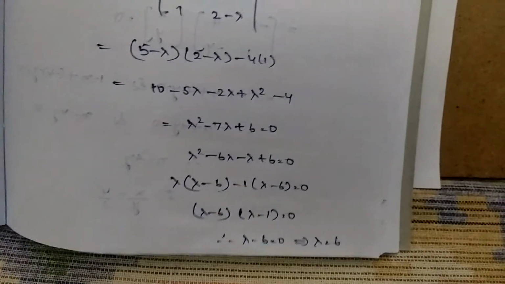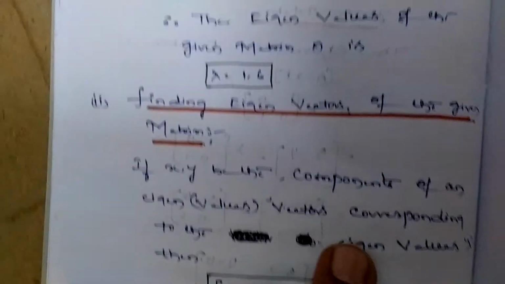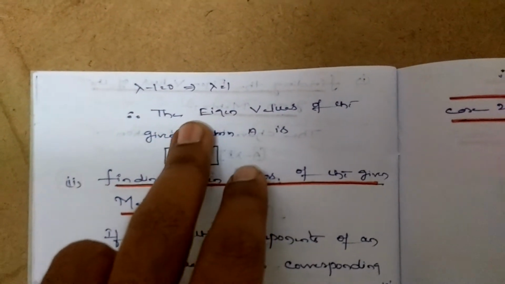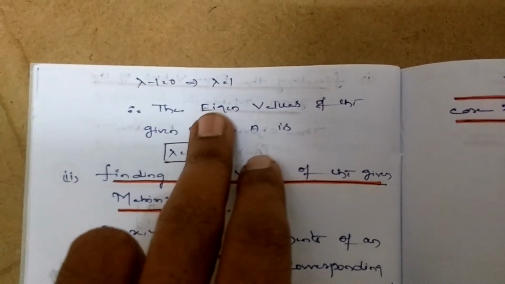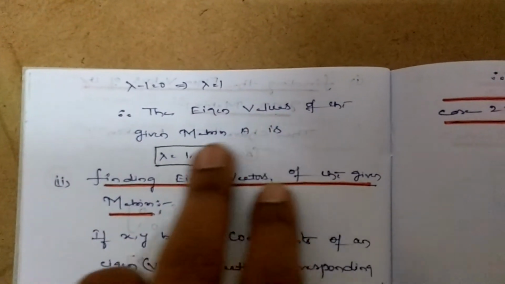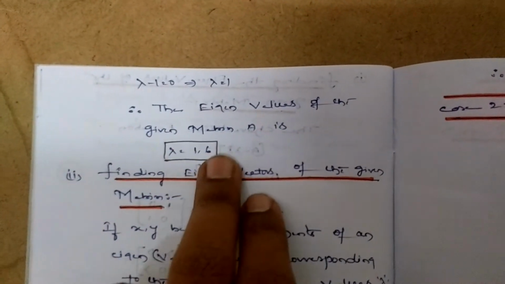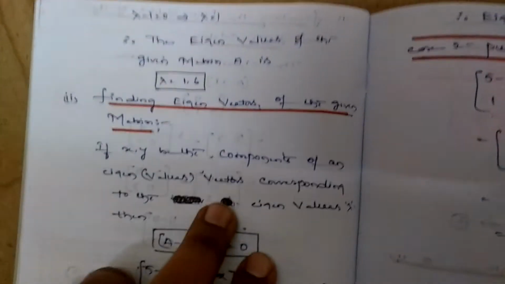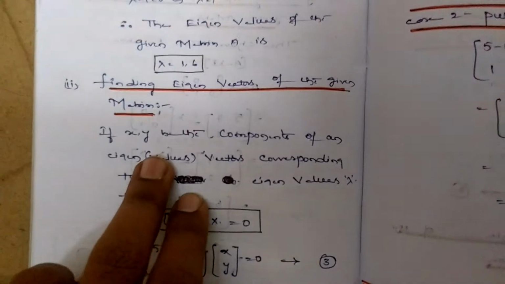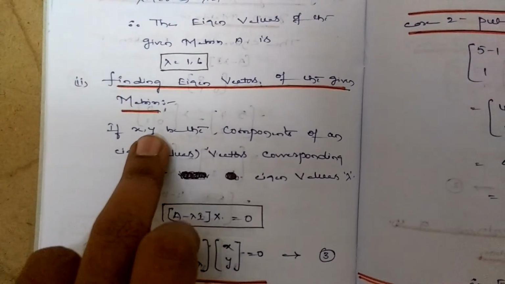Then we will get lambda equal to 6 and lambda equal to 1. Okay, after getting the eigenvalues, see, whatever the values of lambda we got in this sum, those are the eigenvalues of the given matrix. Therefore we got two values, that is 1 comma 6. Then after getting the eigenvalues, we have to find the eigenvectors of the given matrix. How can you find the eigenvector of the given matrix?